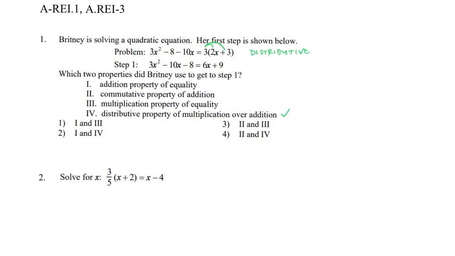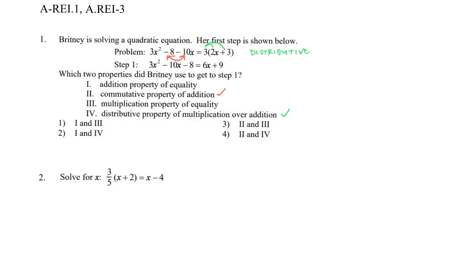Now, this is a fancy way of saying it: distributive property of multiplication over addition. That's just a fancy way. Distributive property. That's what we care about. So I've got a check mark there for that. The other thing that I notice is that on the left-hand side, the minus 8 and the minus 10x switched places, as you can see. And when things switch places, that's the commutative property.